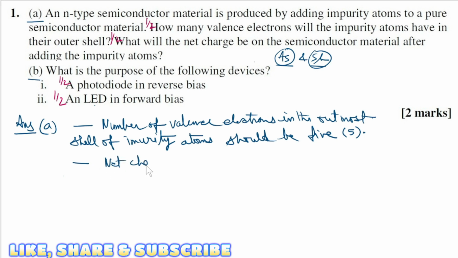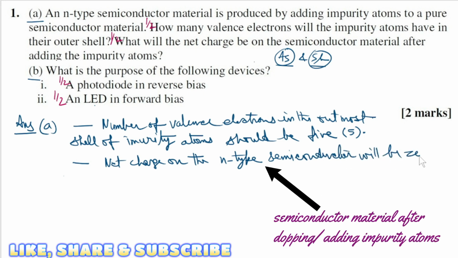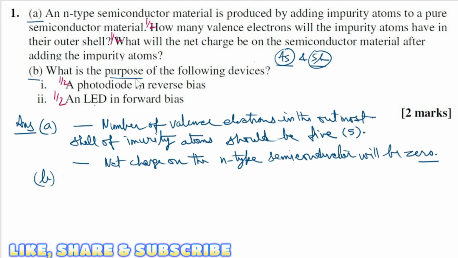Thus, net charge on the N-type semiconductor will be 0. N-type semiconductor should be neutral. Now part B. The purpose of the photodiode in reverse bias. Photodiodes are used in reverse bias because change in reverse saturation current is appreciable, and which happens to be the measure of intensity of incident radiation.